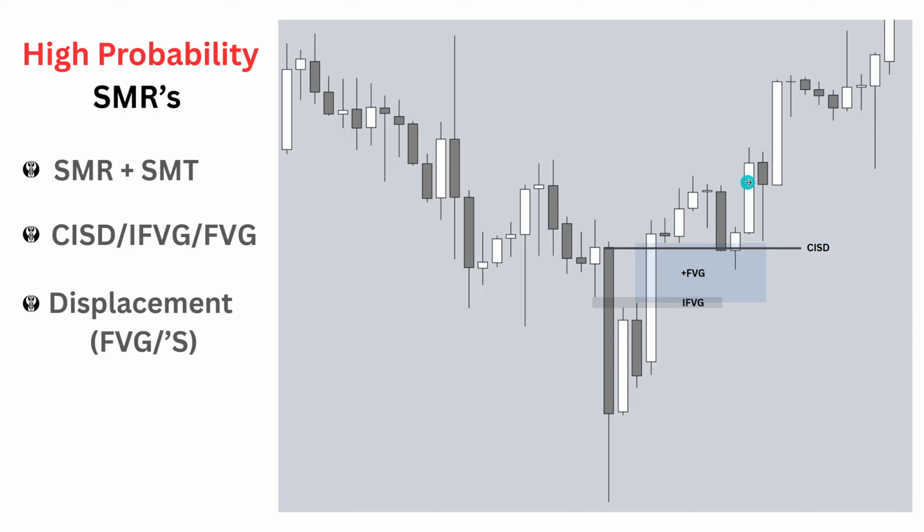Now, neither of these PD arrays is better than the other. They're all exactly the same. They hold the same weight. However, different scenarios will use different ones. Maybe you don't have an inverse. Maybe you only have a fair value gap. Maybe you only have a CISD. However, combining as many as you can together will give you that higher probability scenario.